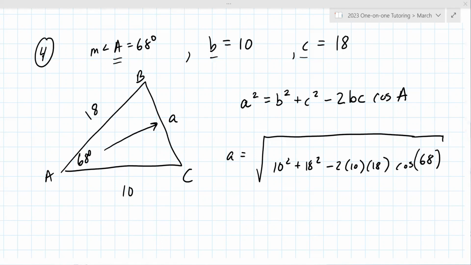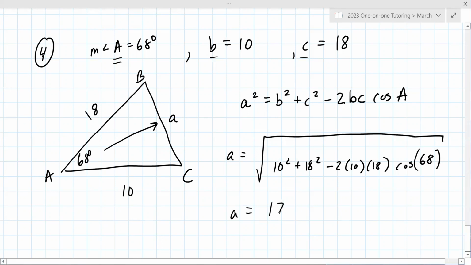Can I just put this all in my calculator, or do I have to do this a specific way? Yes, it will do it all in one step. Okay. So yeah, go ahead and give it a try. You should get 17. Can't believe these are working out nicely. Yep, 17.0.